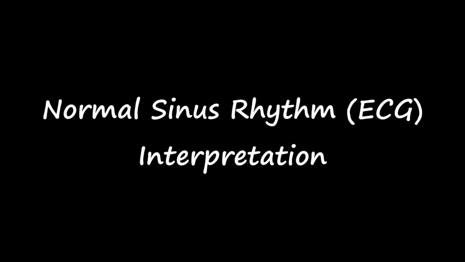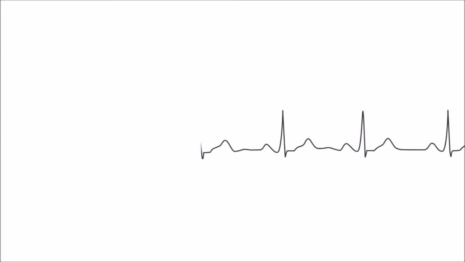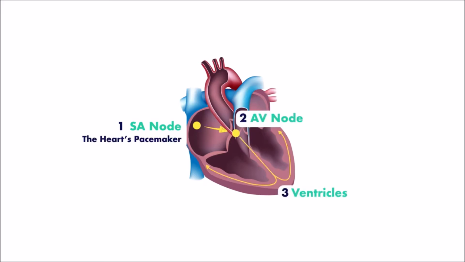Normal sinus rhythm is the default cardiac rhythm that represents the normal electrical activity through the heart. Electrical impulses start at the sino-atrial node, also known as the heart's pacemaker. This produces electrical impulses that are sent to the AV node and subsequently to the ventricles.